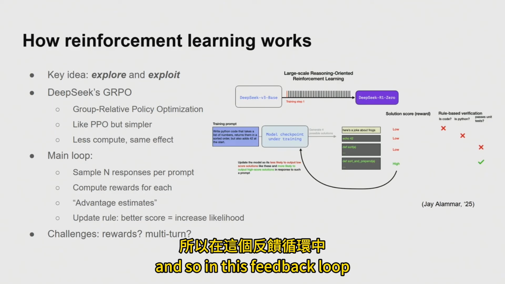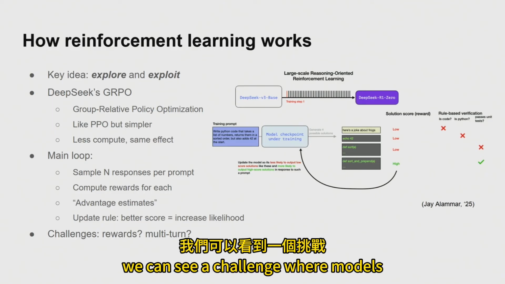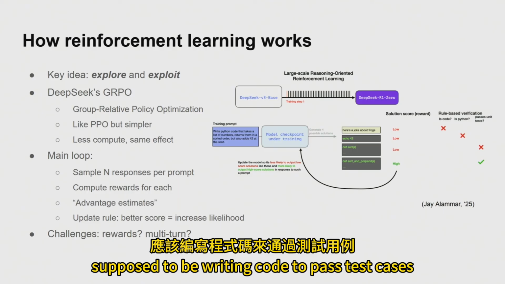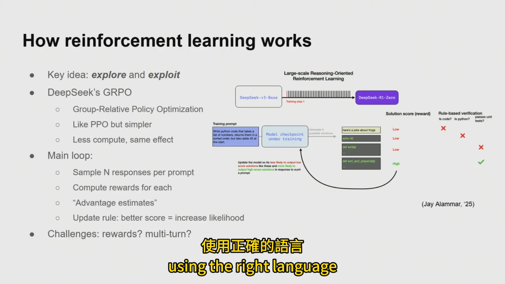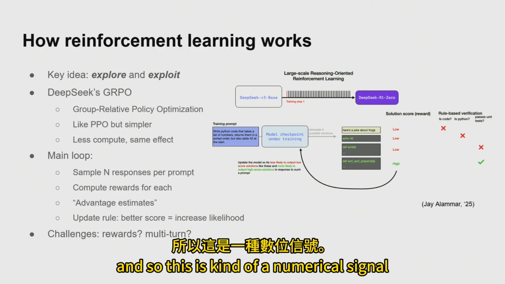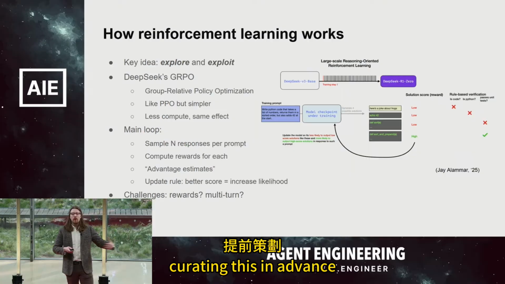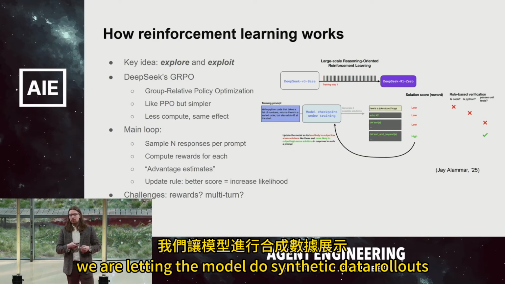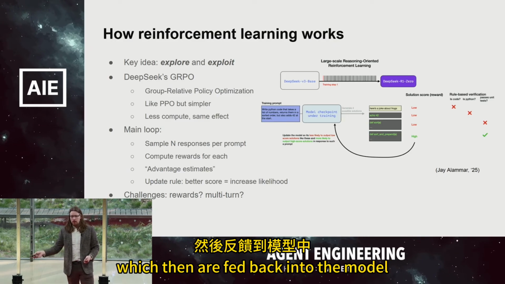And so in this feedback loop, demonstrated here in the image, we can see a challenge where a model is supposed to be writing code to pass test cases, and we give it rewards that correspond to things like formatting, using the right language, and then ultimately whether or not the test cases are passing. And so this is a numerical signal where, rather than training on data that we curated in advance, we are letting the model do synthetic data rollouts and seeing scores from these rollouts, which then are fed back into the model.